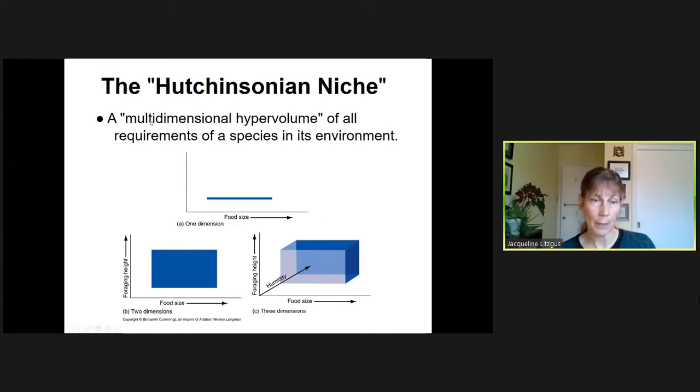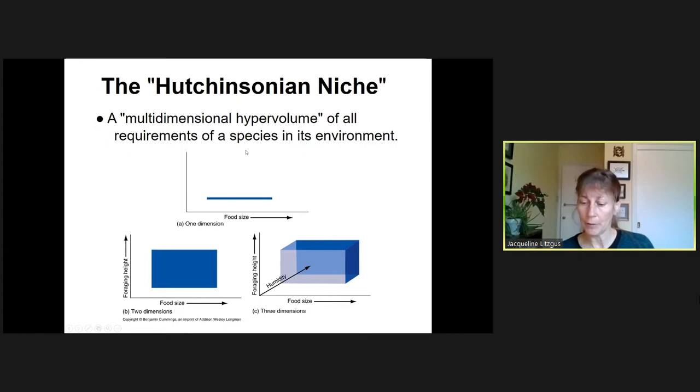It's called multidimensional because it can have multiple axes, and I'll come back to that, but that's where the word multidimensional comes from, right? Because there are several requirements we can consider at one time. And then it's called a hypervolume because when you get all those dimensions together, it makes more than a two-dimensional space. It makes a three-dimensional space, which is a volume. It can go even further than that if you have many, many niche axes that you're assessing. Okay, so to step our way through this definition of a multidimensional hypervolume.